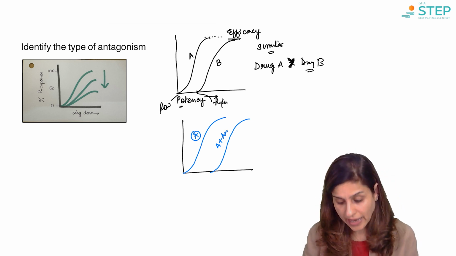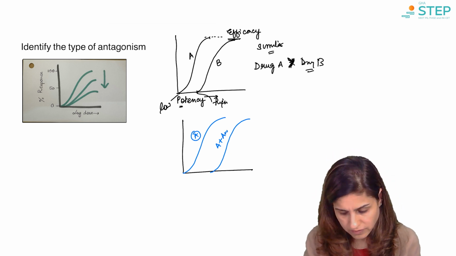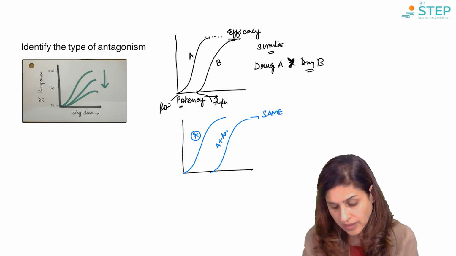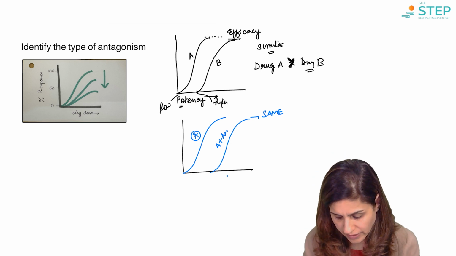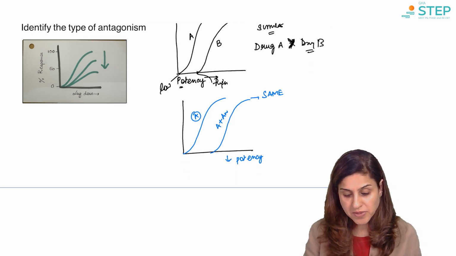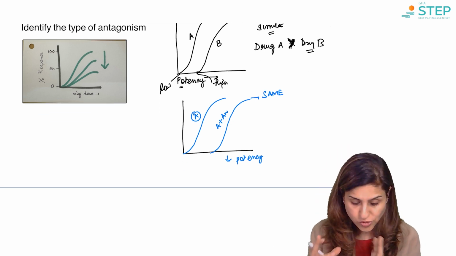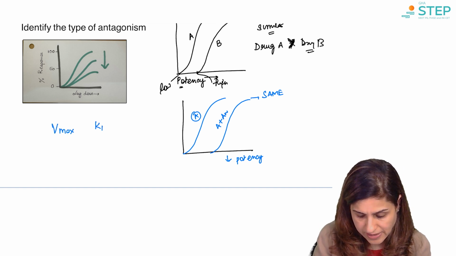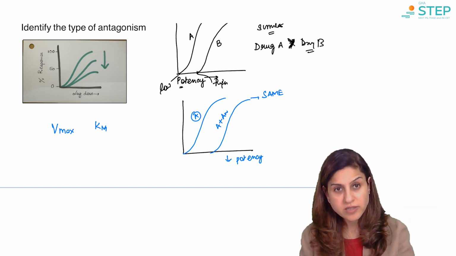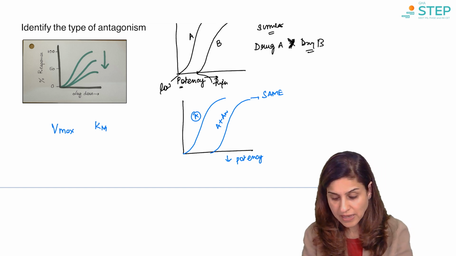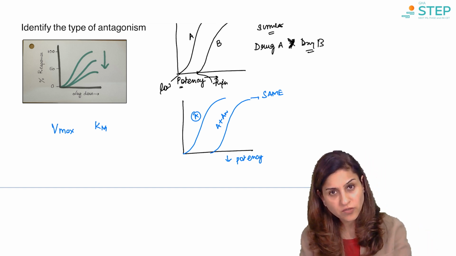So when you add an antagonist, what is happening to the efficacy of a drug? The height is the same, so they have similar efficacy. But what about the potency? Definitely the potency is going down. So there is a decrease in the potency. So in other terms, when we talk about antagonists, we use two terms. One is called Vmax and one is called Km. So the maximum velocity here is the Vmax, and Km is the amount of the substance which is required to achieve 50% of the Vmax.